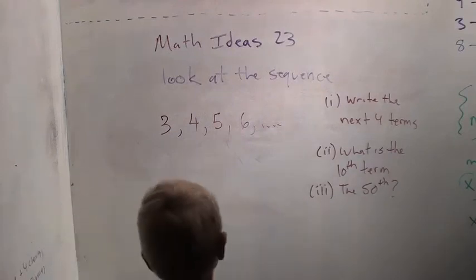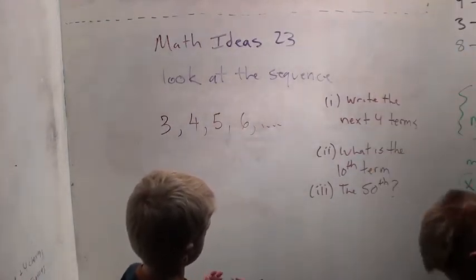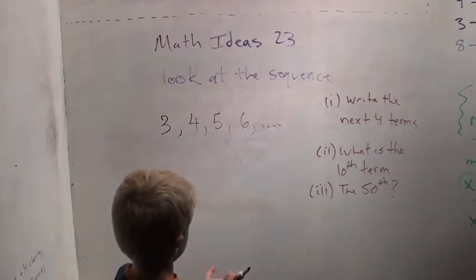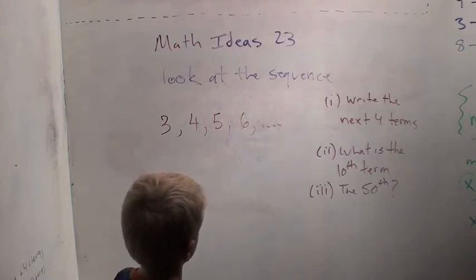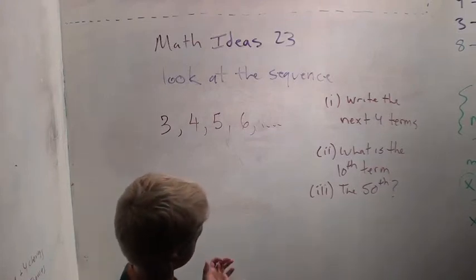Okay, today we're going to maybe do two sequence problems and see if we can see the patterns. Okay, so look at the sequence. It goes like this: 3, 4, 5, 6, etc. That's what the ... means. This pattern keeps going. The question is, what are the next 4 terms in the sequence?